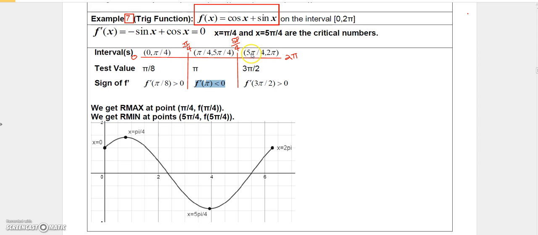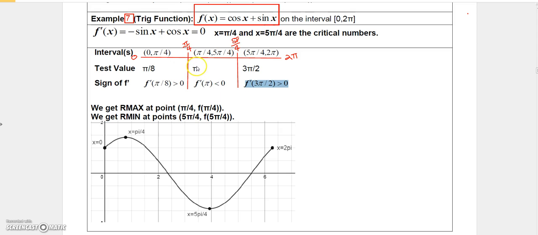And then I picked a number between 5 pi over 4 and 2 pi, which we could just say 6 pi over 4 is in there, which is really 3 pi over 2. So plug 3 pi over 2 into the derivative and evaluate it, and you get that the derivative at 3 pi over 2 is a positive number. Now, using the first derivative test, I can say that at pi over 4, since the derivative to the left of pi over 4 is positive and the derivative to the right of pi over 4 is negative, we get a relative max at the point pi over 4 and whatever f of pi over 4 is. And again, if you need the functional value, just plug pi over 4 into this to get it.